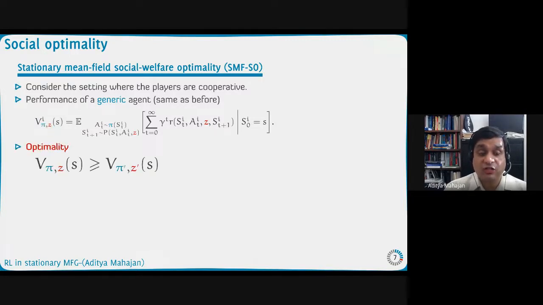Now, instead of asking for consistency and sequential rationality, the notion would be that of optimality. So we say a strategy profile pi is optimal if deviating to any other strategy does not improve performance. But the difference from sequential rationality here is that the stationary distribution with respect to which we are evaluating the performance depends on the fixed point of strategy pi, but when we deviate, it depends on the fixed point of strategy pi prime.